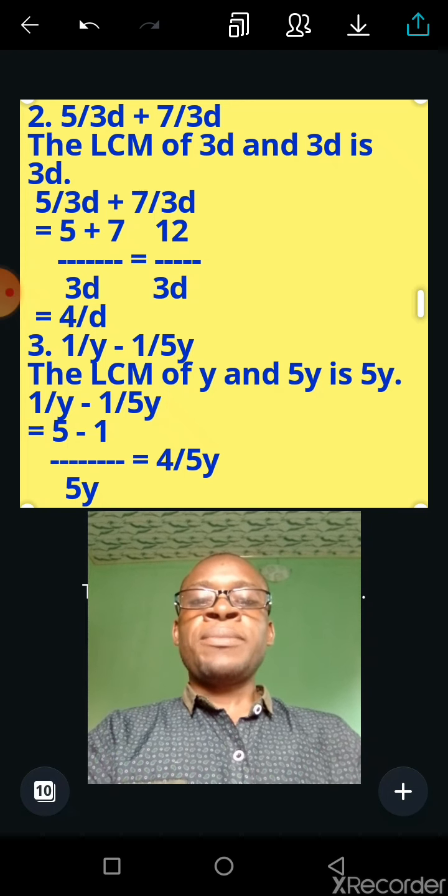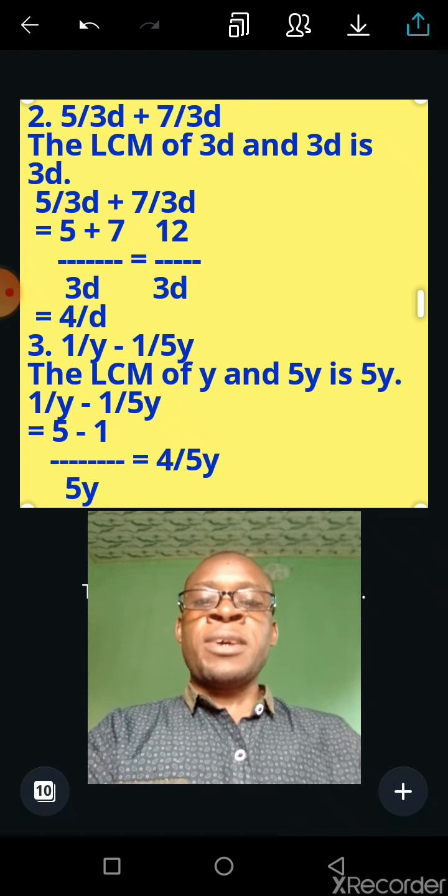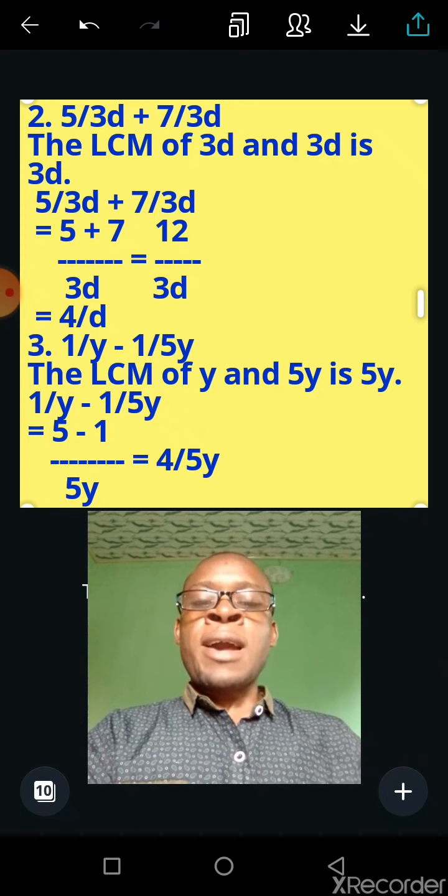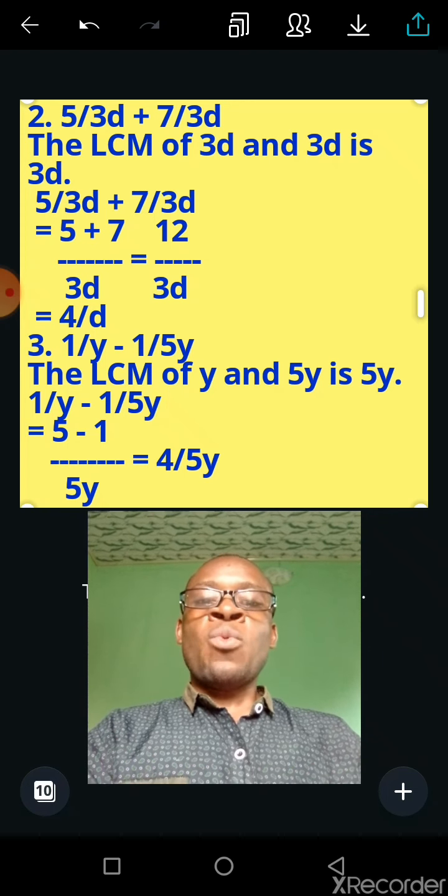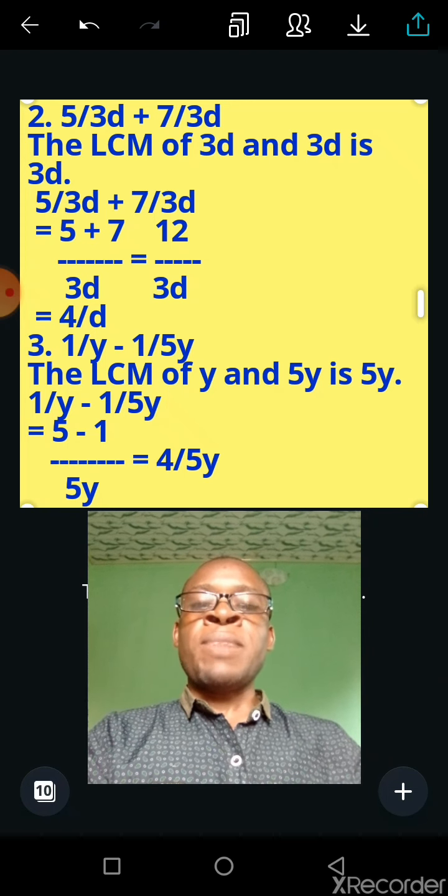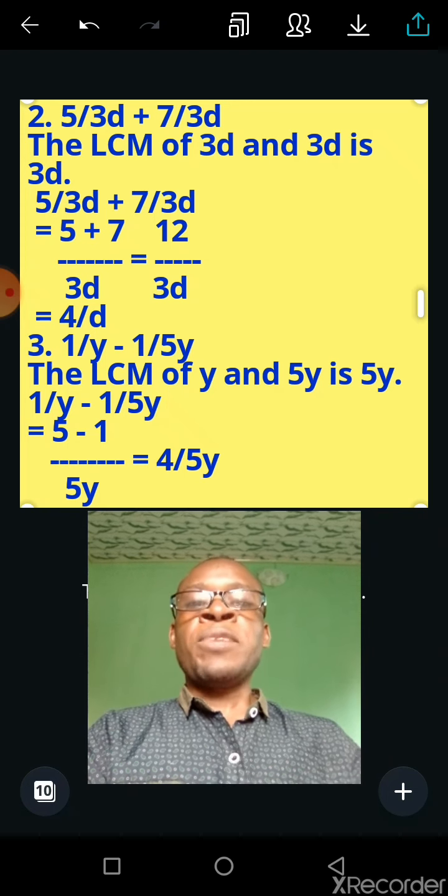Number 3. 1 all over y minus 1 all over 5y. The LCM of y and 5y is 5y. Then how do we get what we have here? We bring the LCM down, which is 5y. We go to the first fraction, which is 1 all over y. We take y, we now say y dividing 5y. y will cancel out y, remaining 5. So that 5 that remains, you multiply by the numerator, which is 1. We have 5 times 1, which is 5.